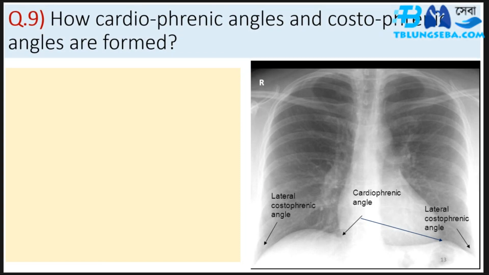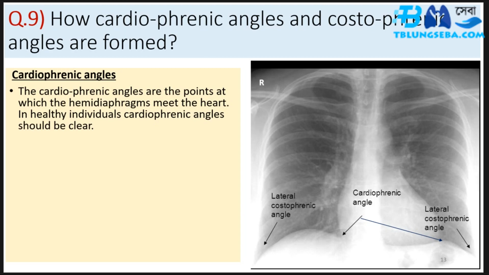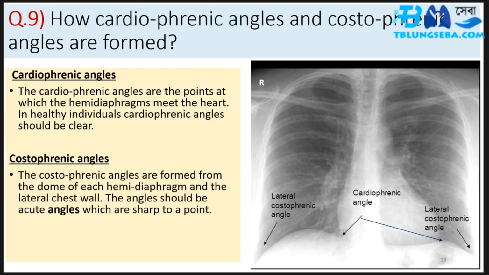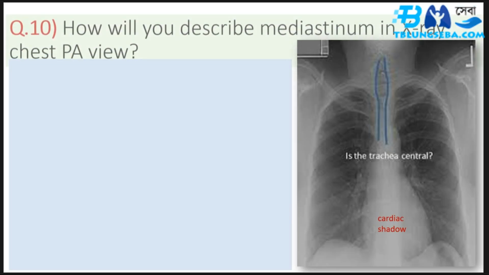Q.9. How are cardiophrenic angles and costo-phrenic angles formed? Cardiophrenic angles: the cardiophrenic angles are the points at which the hemidiaphragms meet the heart. In healthy individuals, cardiophrenic angles should be clear. Costo-phrenic angles: the costo-phrenic angles are formed from the dome of each hemidiaphragm and the lateral chest wall. The angles should be acute angles which are sharp to a point. In a healthy individual, the costo-phrenic angles should be clearly visible on a normal CXR as a well-defined acute angle.